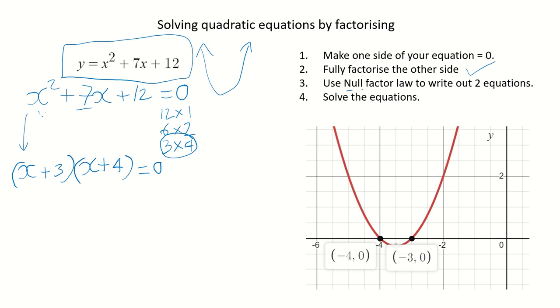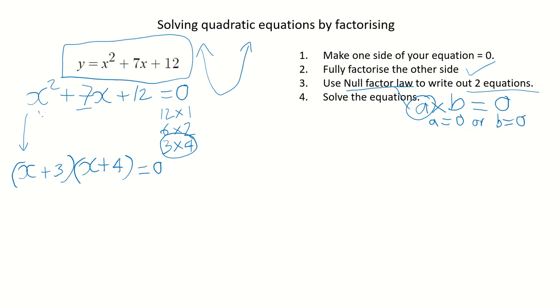Now we're going to use the Null Factor Law to write out two equations. Now the Null Factor Law is basically that if you have some number A multiplied by some other number B, and that equals 0, well then either A is equal to 0, or B must be equal to 0. So what I'm doing is using the Null Factor Law to write two equations. So either x plus 3 is going to be equal to 0, or x plus 4 is going to be equal to 0. And then our final step is to solve the two equations.